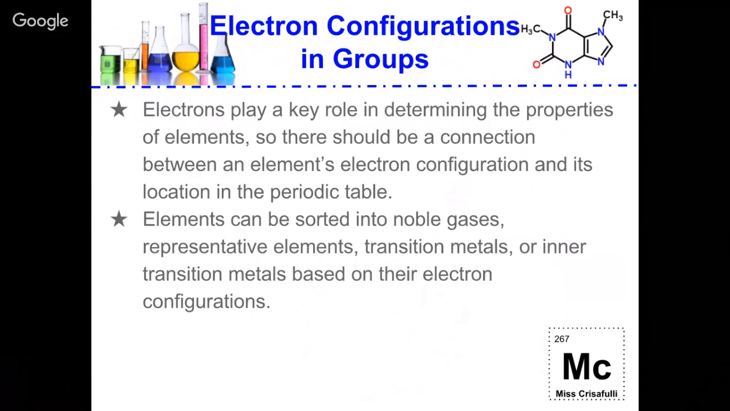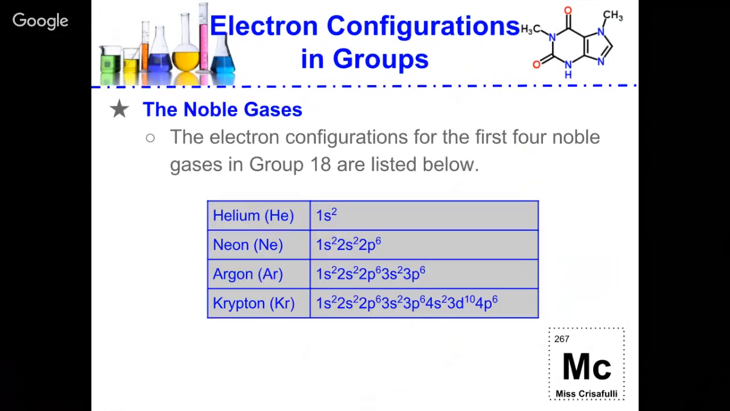So elements can be sorted into noble gases, representative elements, transition elements, or inner transition elements based on their electron configurations. So let's start off with the noble gases. The electron configurations for the first 4 noble gases are listed below. You should know how to do this.